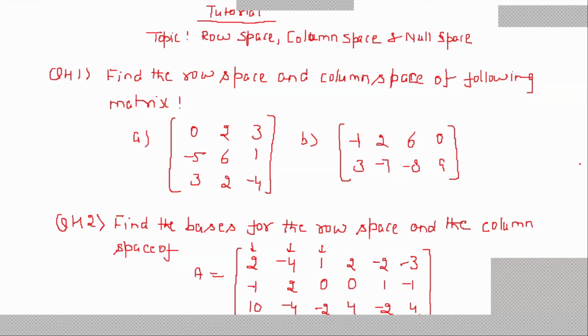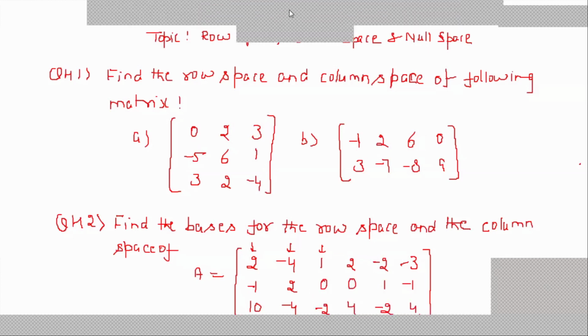By the formula, the row space equals the column space of A transpose. First, you should reduce it into row echelon form. Whatever the basis of the row echelon form, the matrix also has the same basis for the row space. So convert it to row echelon form first.